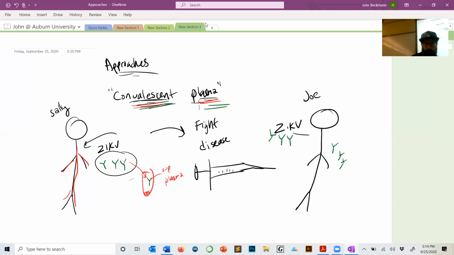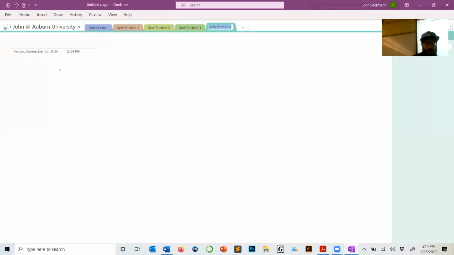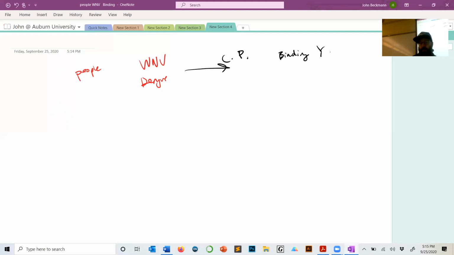Okay, so the idea behind the experiments in this paper is, let's get people who have been infected with these different flaviviruses, West Nile virus and dengue, and let's extract their convalescent plasma. I'm just going to say CP. Let's extract their convalescent plasma, and then we can do these experiments with it. We can test for binding. We can test to see if those IgG antibodies in that convalescent plasma can bind and recognize certain proteins on the Zika virus.